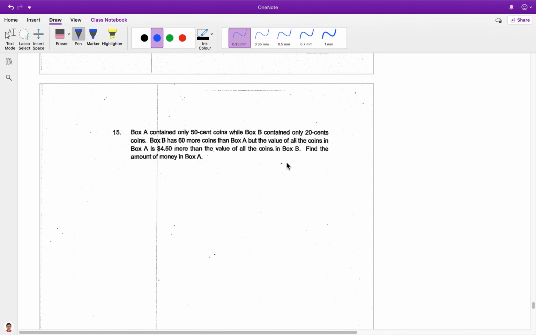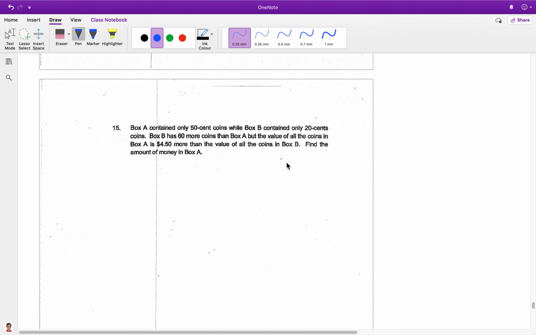Okay, question 15. Box A contains only 50 cents coins, while box B contains 20 cents coins. Box B has 60 more coins than box A, while the value of A is more than B. Find the amount. This one is very straightforward. We still need to make some assumptions. Consider box A and box B. Box A has U coins. They say box B has 60 more coins, so it's U plus 60. Then we can calculate the value.